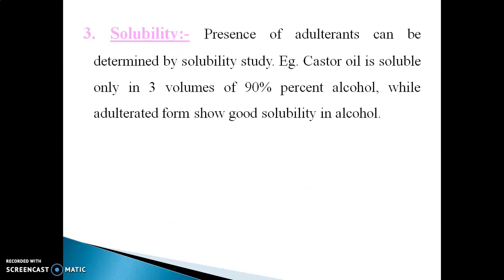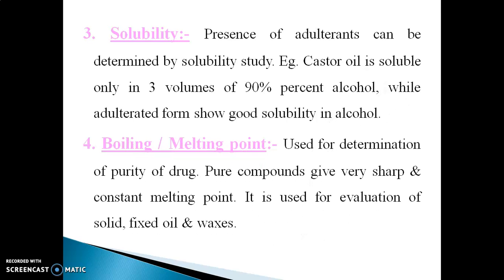The next is solubility. The presence of adulterants can be determined by solubility study, where these adulterants are responsible either to decrease or increase the solubility. For example, castor oil is soluble in 3 volumes of 90% alcohol, while the adulterated form shows good solubility in the alcohol.